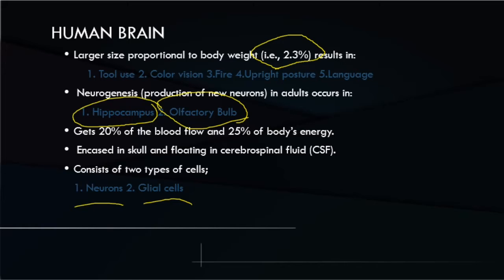In infants, where does neurogenesis occur? Everywhere. Yeah, so the whole brain is developing until the age of 25.